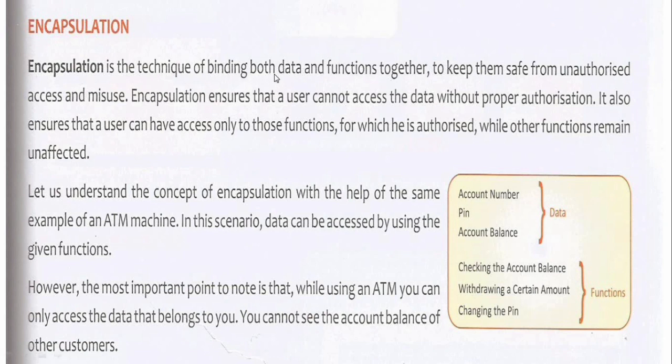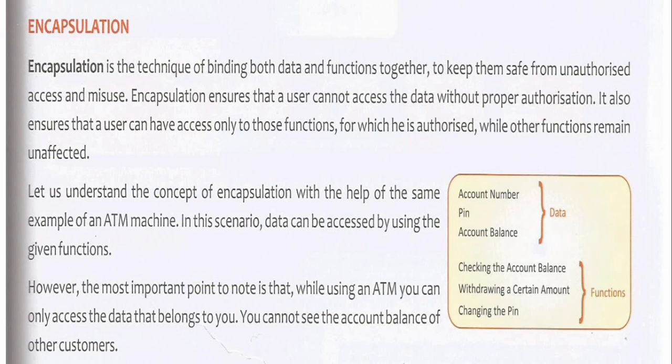Encapsulation is a technique of binding both data and functions together to keep them safe from unauthorized access and misuse. So you keep your data and your functions together inside a capsule, to keep it safe from unauthorized access and use. Unauthorized means what? Someone who is not authorized is called unauthorized. And authorization means what?